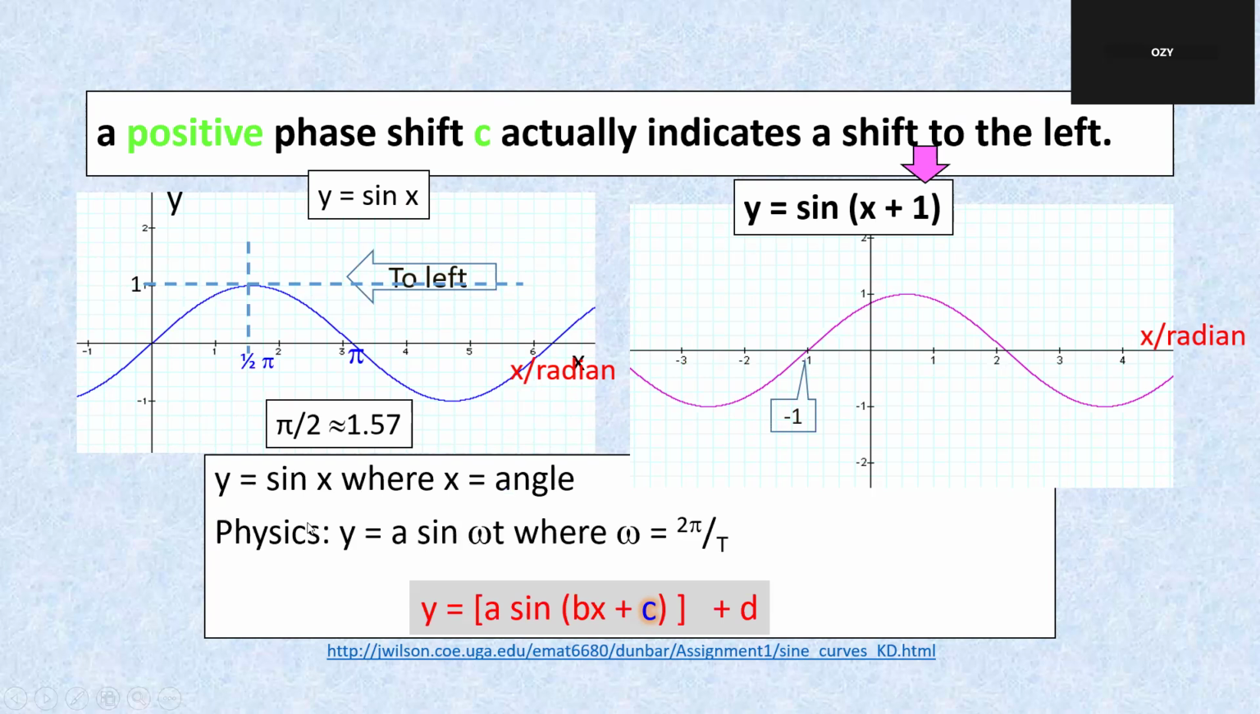In physics, we normally use y, and A is the amplitude. Instead of x or theta, we use omega t, and omega is 2 pi over T. Any comments so far? Anything not clear?